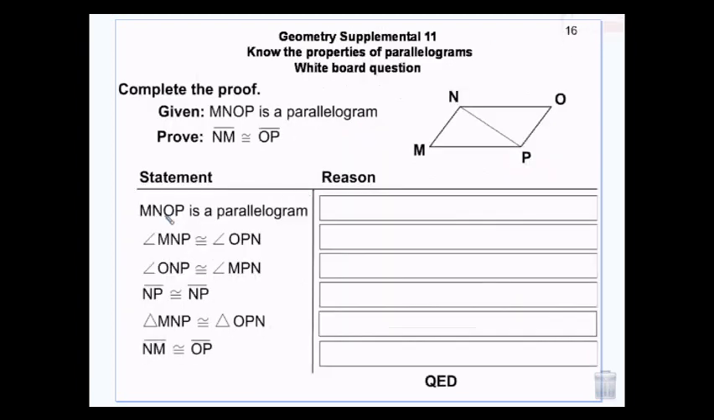All right, MNOP is a parallelogram. Given. Okay, I'm done. You guys do the rest. Angle MNP is congruent to angle OPN. That's this and this. Right? MNP, OPN. I have parallel lines, right? Cut by a transversal. So these are alternate interior angles.